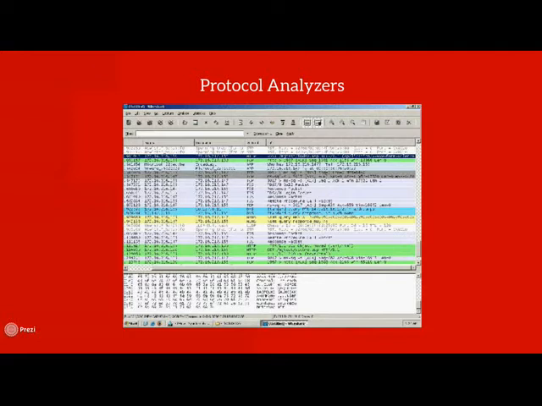The strength of a protocol analyzer is that it places the computer's network interface card into promiscuous mode. That is, the NIC shows all network traffic instead of ignoring packets intended for other devices.